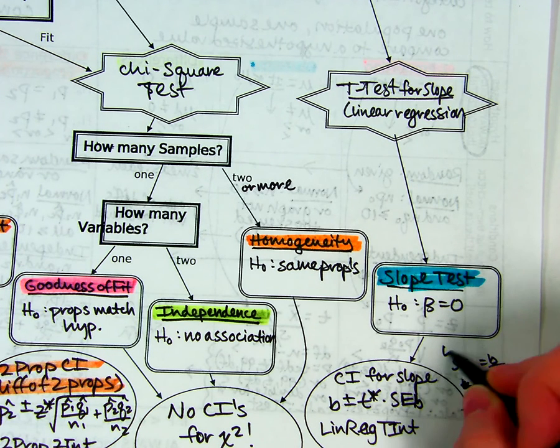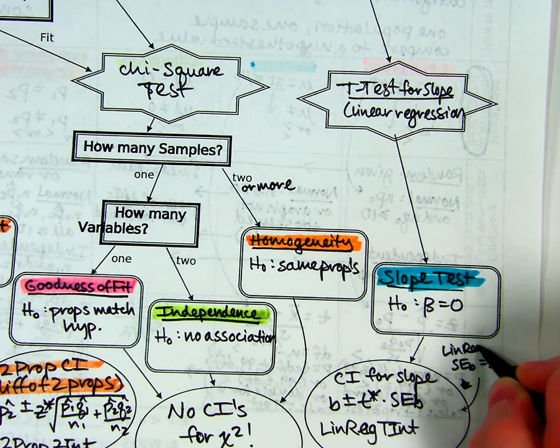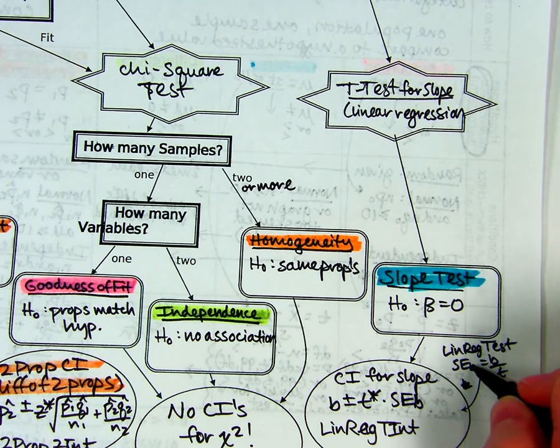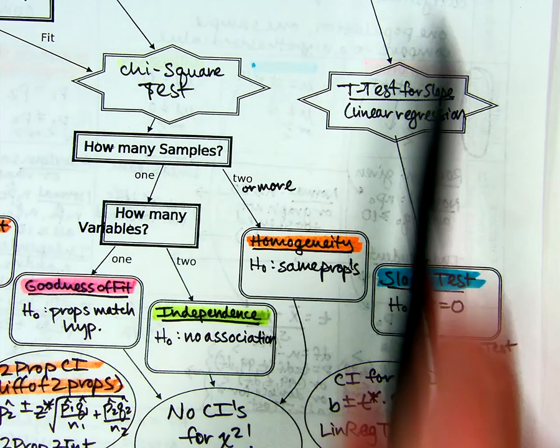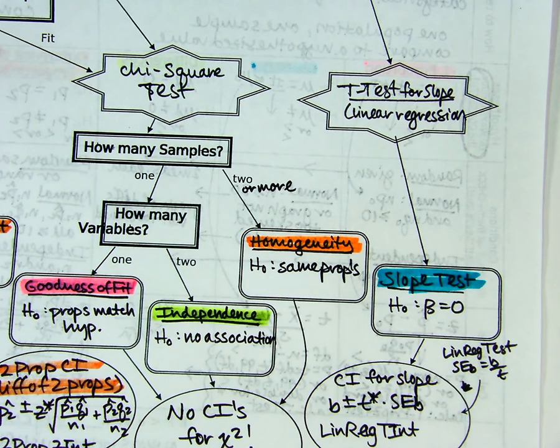So let me just put that up here. LinRegTTest on the calculator would give you B and T, and then you could divide them to get SE_B if you needed it. I don't think you'll need it, honestly. In fact, I can safely promise you that you won't need it on my final. I will give you computer output for whatever problems come from this chapter. And on the AP test, pretty sure they're going to do that also.